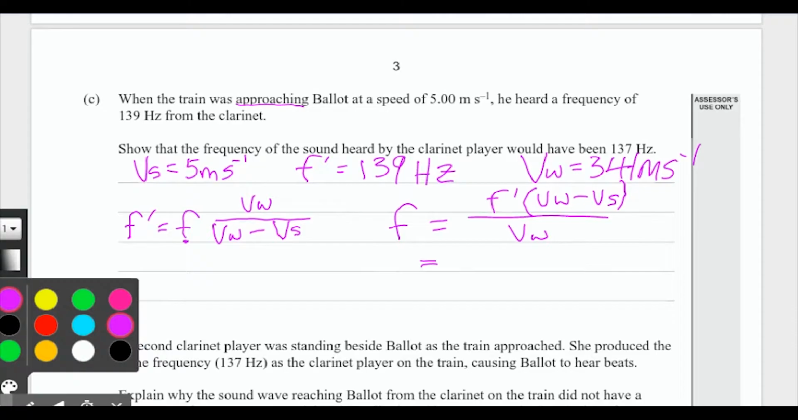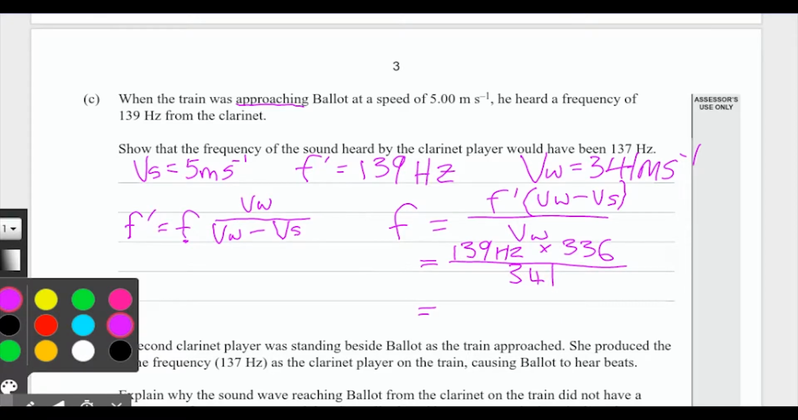So our F prime is 139 Hertz, and our VW minus VS, well, we can just do that all in one. So we know that our VW is 341. If we take away 5 from that, we get 336. So I'm just going to times that by 336, and we'll divide that by our V wave, which is 341.